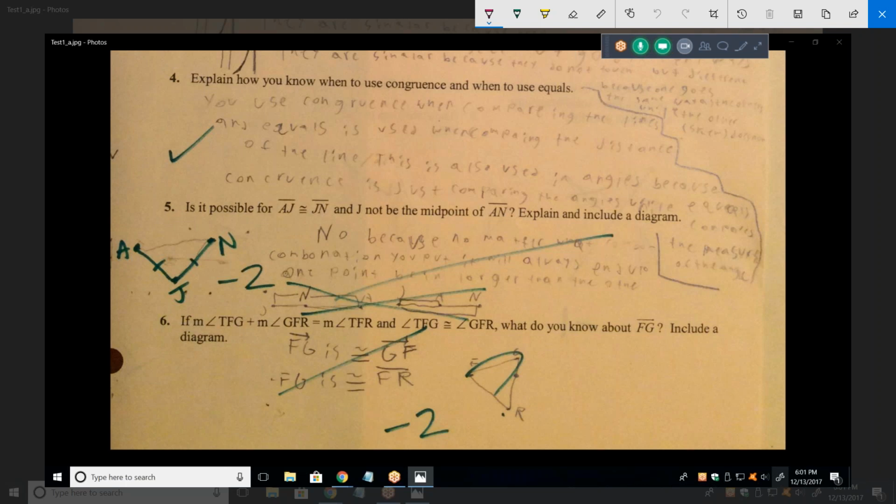So how do you use congruence? And when do you use equals? What's the difference? Okay, so you use congruence when you're talking about two objects that are exactly the same, and then you just use equals when you're talking about two objects that their lengths or measurements may equal, but they may not be exactly the same. Here's to me what I think the difference is.